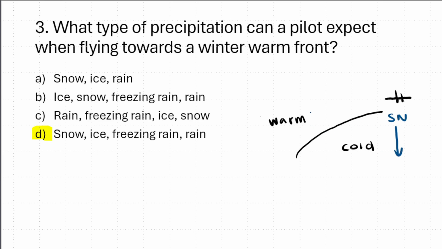And then once the warm and the cold air mix together, you're going to get freezing rain over here. However, with that freezing rain falling into the cold air, you're going to get some supercooled water droplets that might actually turn into ice pellets. So you might have some ice pellets just ahead of that freezing rain. And then once we've passed those sections and we're more in the warm, we're going to get some rain over here, okay? So when you're flying towards a winter warm front, you're going to get snow, ice, freezing rain, rain.